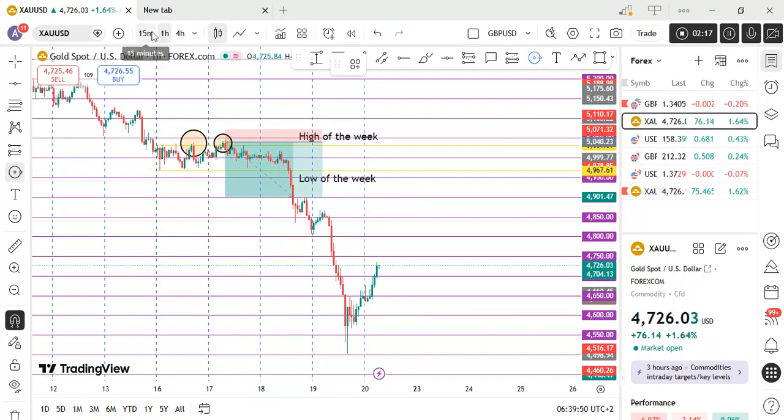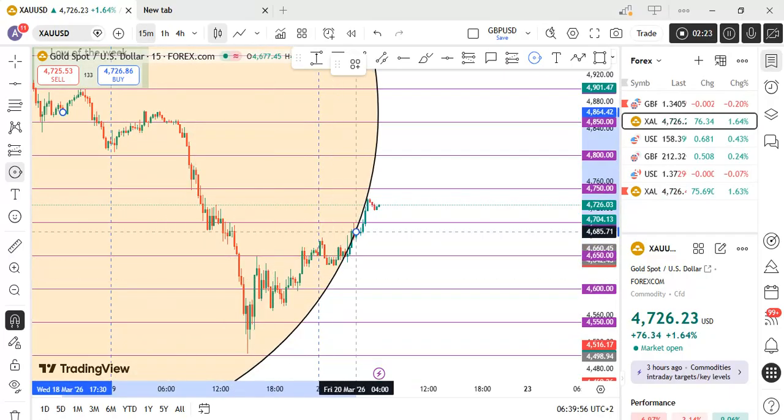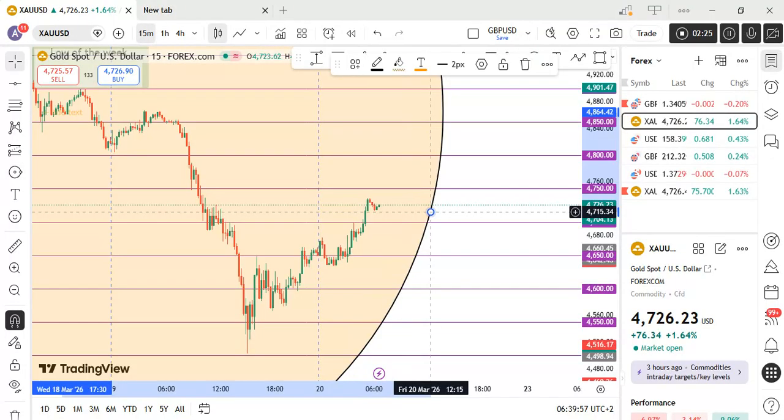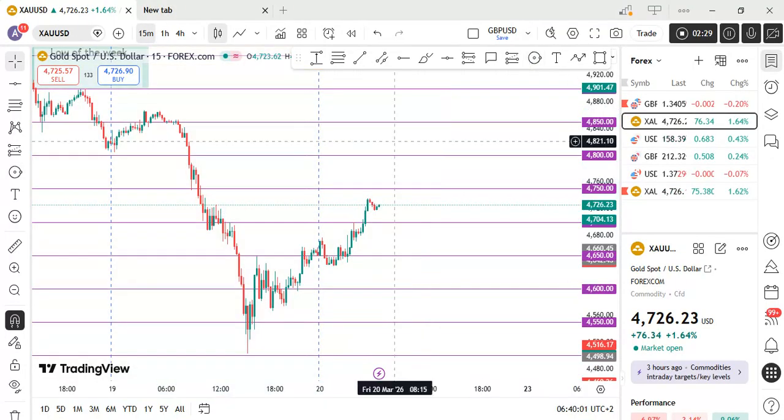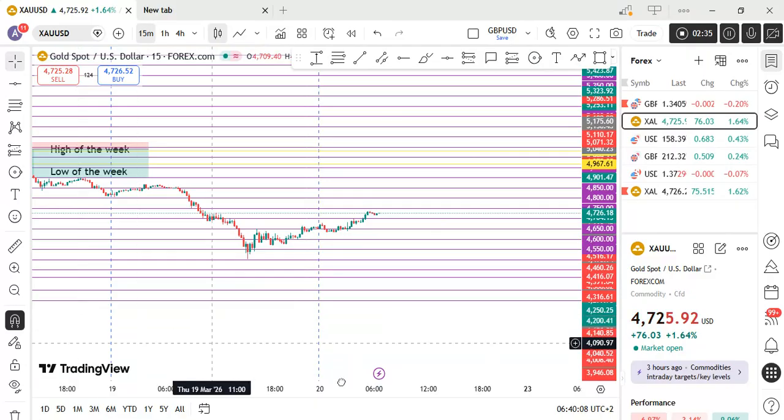So then jump into the 15 minutes. That's our entry time frame. 15 minutes is the entry time frame. We use those 15 minutes to execute our trade. Most times you can get your sniper entry from 15 minutes, which is also very fine. So let's see what happened on that day from the 15 minutes.